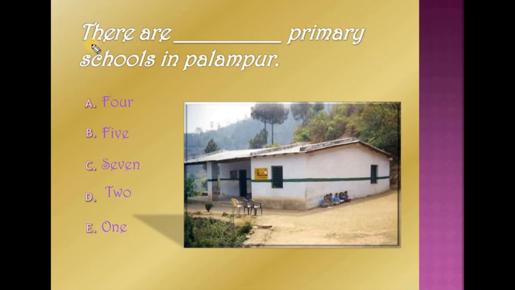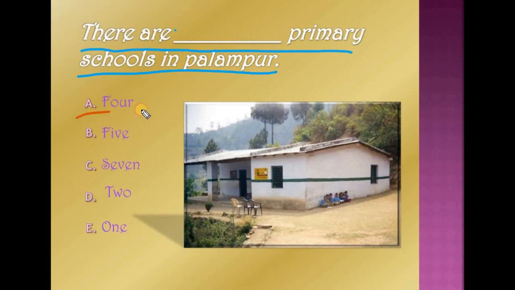So here we have a second question. Let's read it without delay. The question is, there are dash primary schools in Palampur. So we should fill in the blank over here with the correct answer. So the question is nothing but how many primary schools are present in the village Palampur. So let's read the options now.